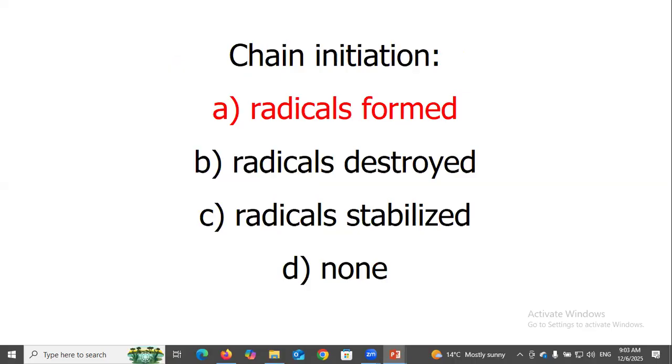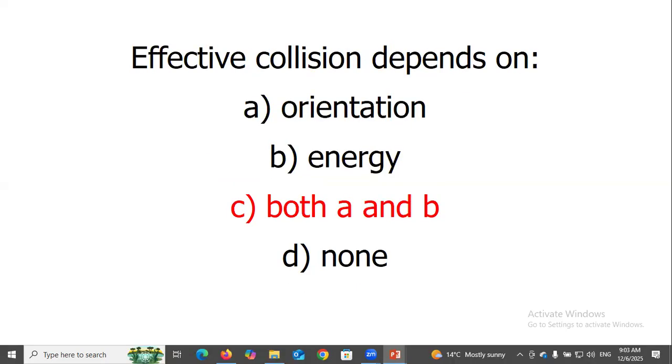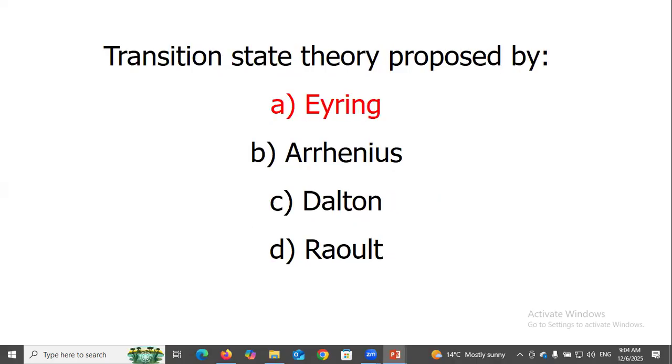Chain initiation: radicals form, radicals destroyed, radicals stabilize, none. Correct option is option A, radicals form. Effective collision depends on orientation, energy, both A and B, none. Correct option is option C, both A and B.